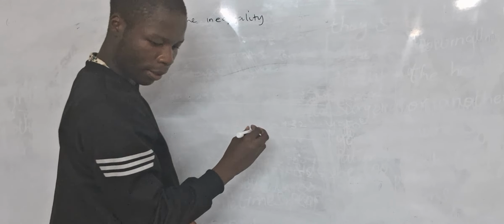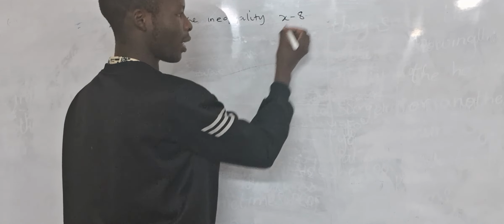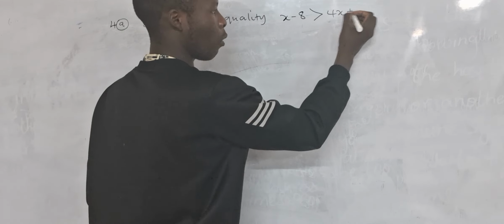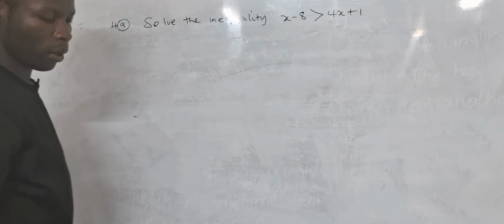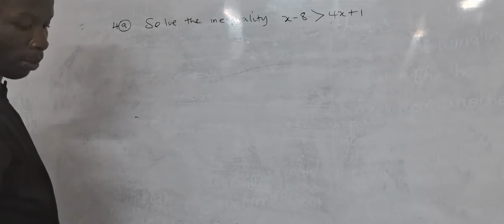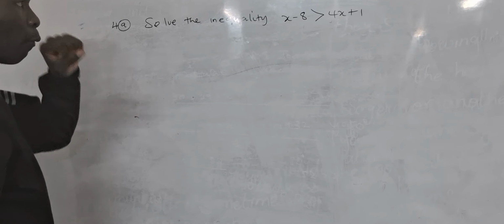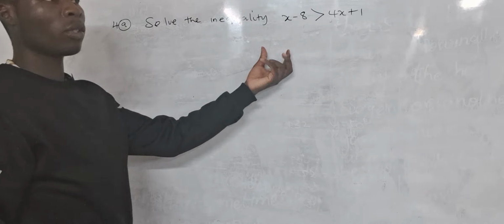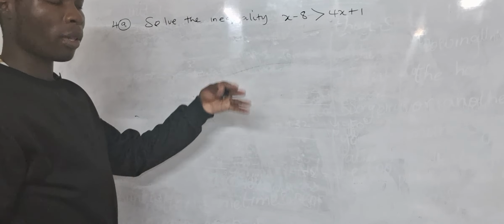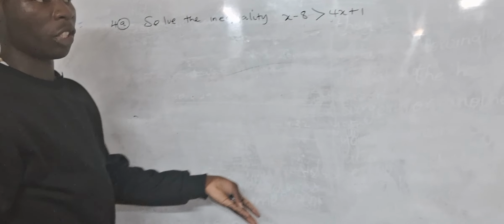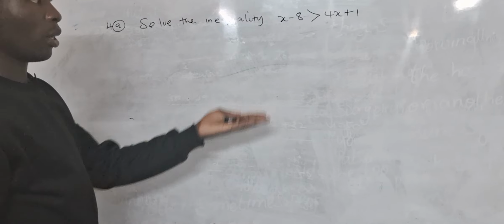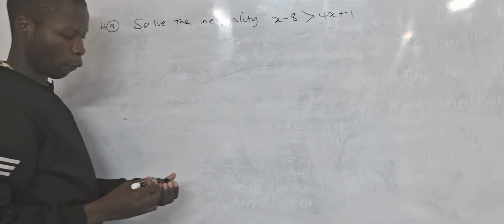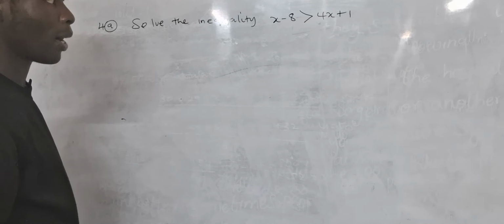Solve the inequality. x minus 8 is greater than 4x plus 1. When solving inequalities, you use the same method that you use when you are solving a simple equation. This is a 2-mark question.